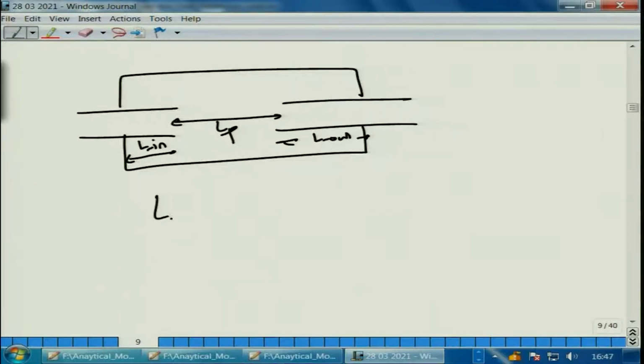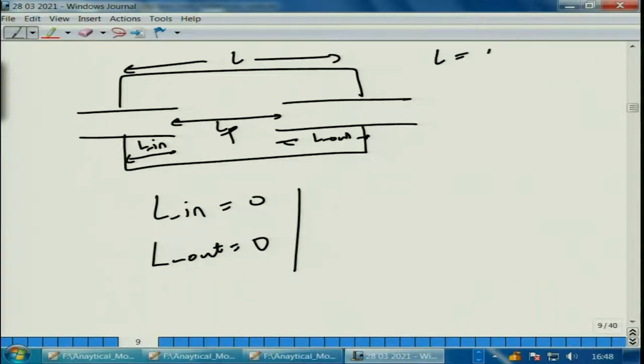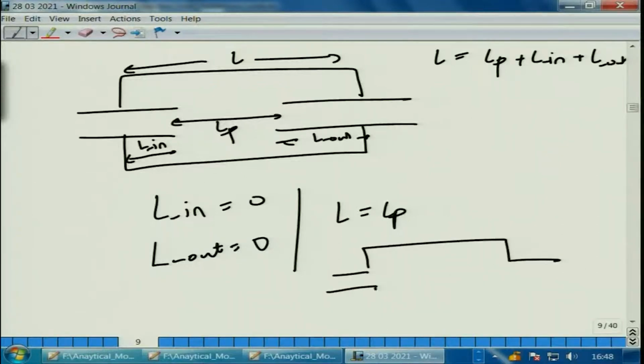Obviously, under the limiting case, when L in is 0 and this is also 0, then you will get, and this is L. So L is equal to LP plus these extensions. Under this limiting condition, L is equal to LP, that is the overall chamber length, and we will get a concentric expansion chamber, the simplest of all muffler elements. We can do 3D analysis without resorting to any commercial software, at least for such a configuration.